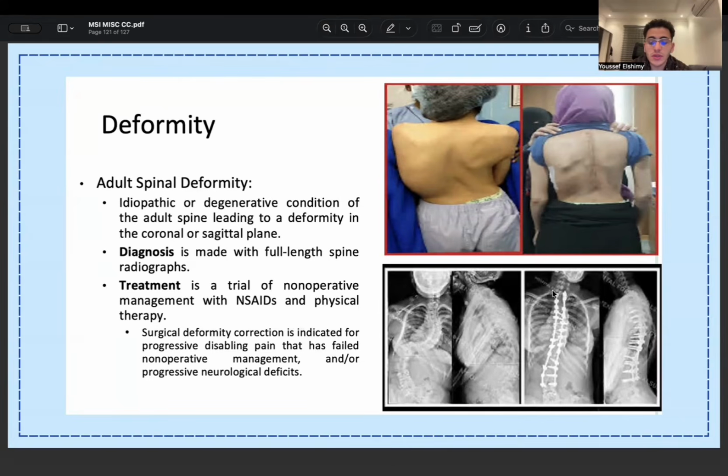So as you can see, here's the deformity fixation. They tried to bring the spine as much as they can to the normal shape.